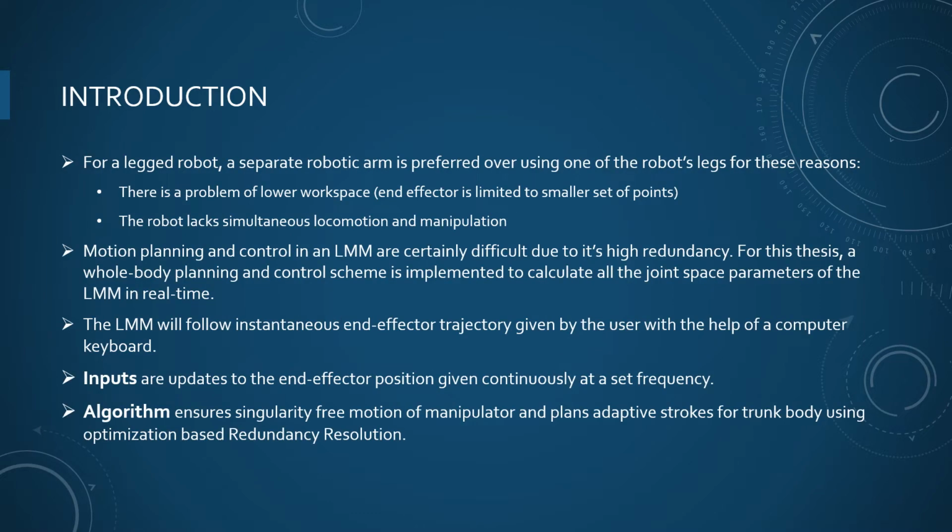When it comes to a legged robot, a separate robotic arm is preferred over using one of the robot's legs, for the reasons that there is a problem of lower workspace because the end effector is limited to a smaller set of points, and the robot lacks simultaneous locomotion and manipulation capabilities. Motion planning and control in an LMM are certainly difficult due to its high redundancy.